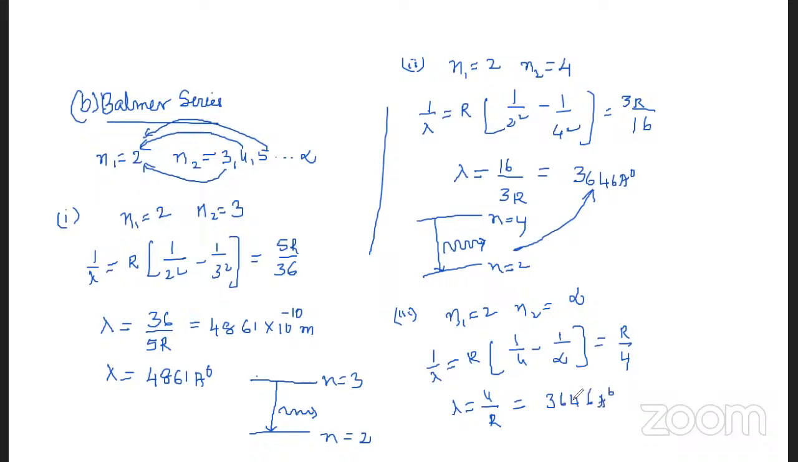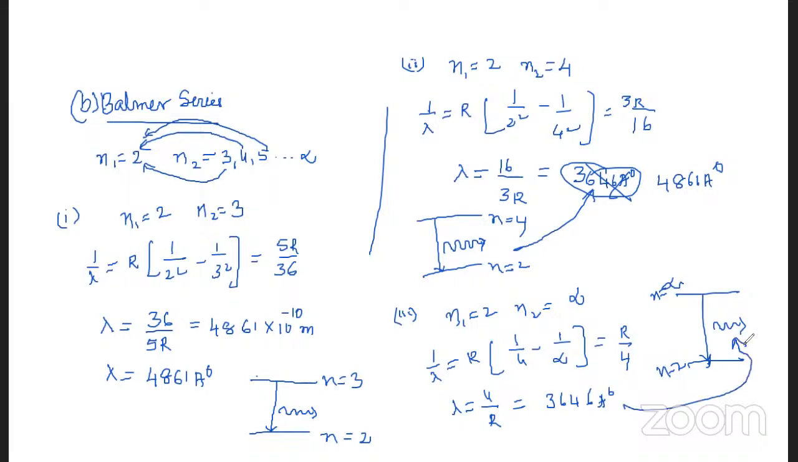Sorry, here I have written wrong. This is not 3646, this is 4861 angstroms. So here it is 3646. That means finally, from a higher energy state to the n equals 2 state, with n equals infinite, whenever it is jumping, you are going to get this 3646 radiation.